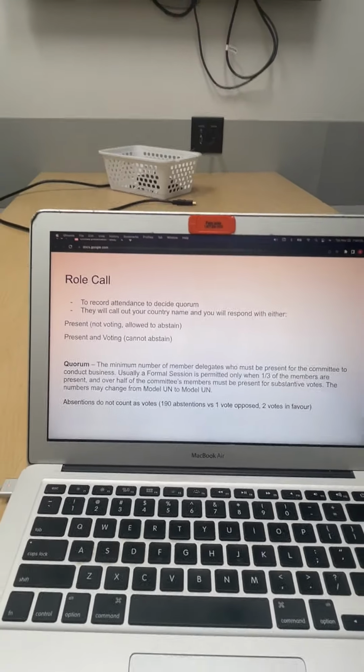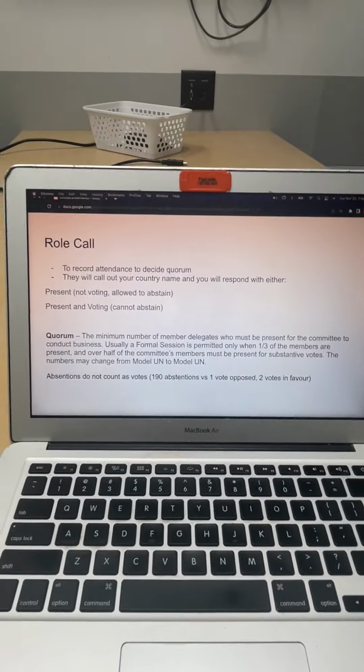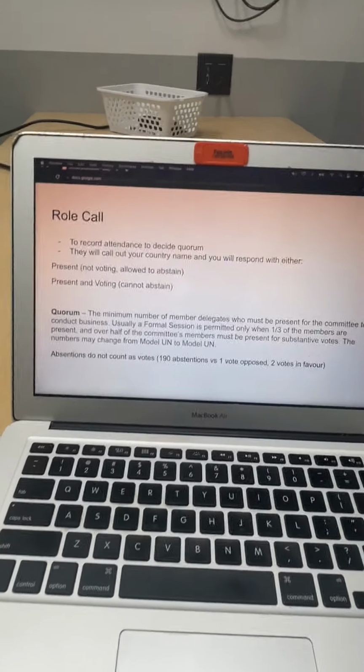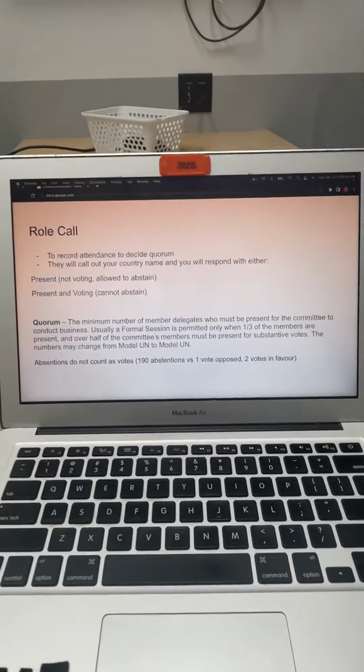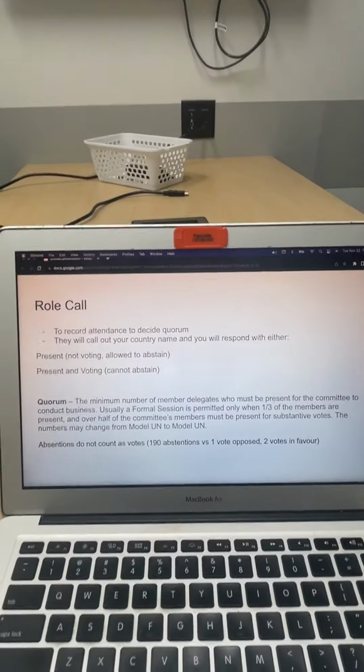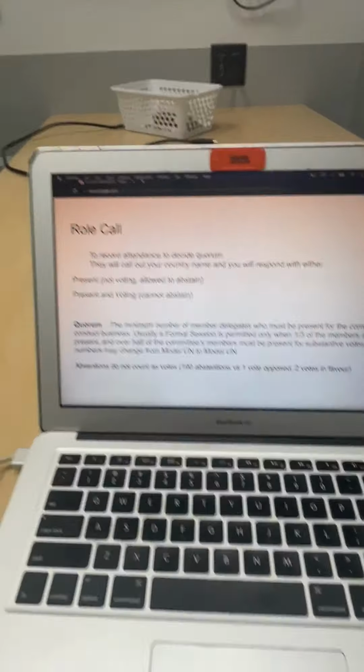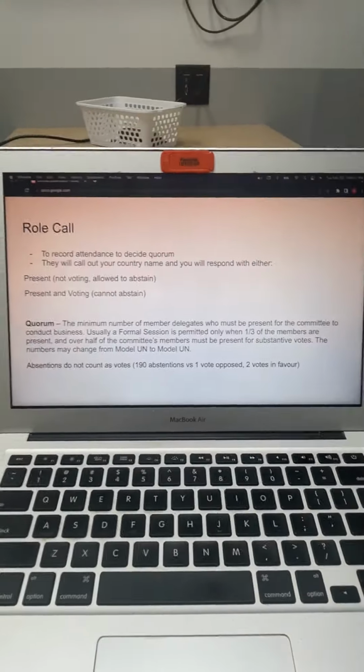But the one thing is that abstentions do not count as votes. So if you have 190 abstentions, 1 vote against the resolution, and 2 votes for the resolution, this vote clearly passes because 2 people voted in favor and only 1 against, because abstentions do not count as votes. Even though 190 of them abstained, they do not count as votes.